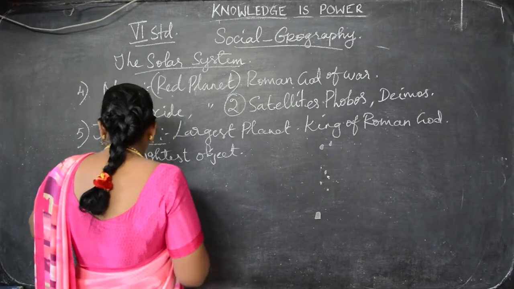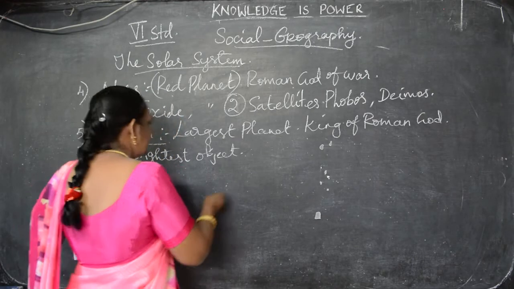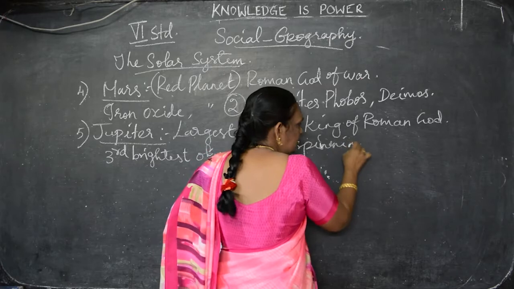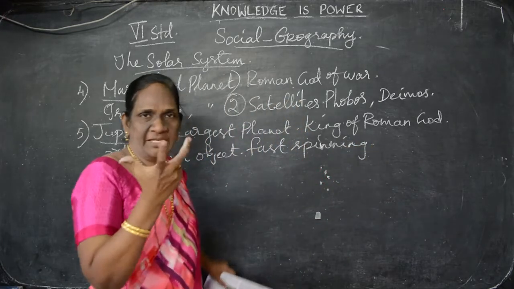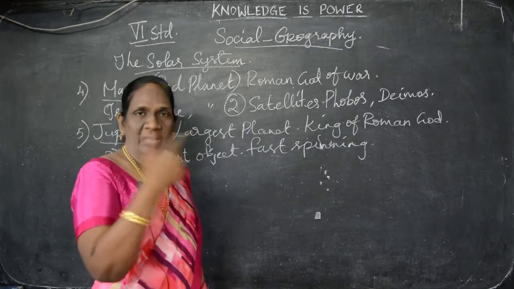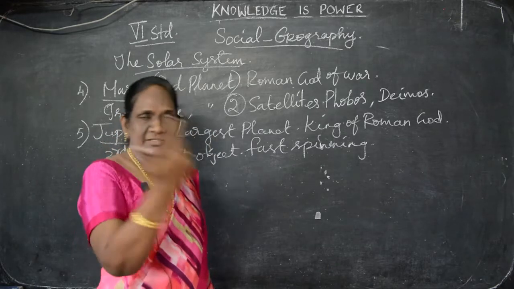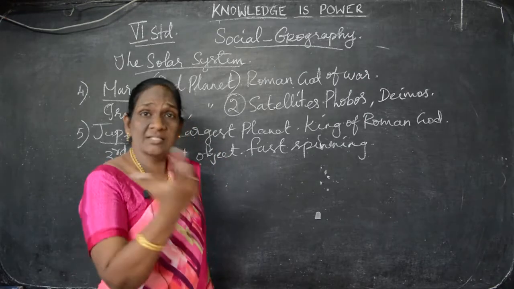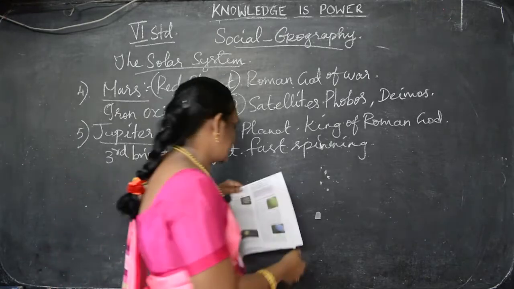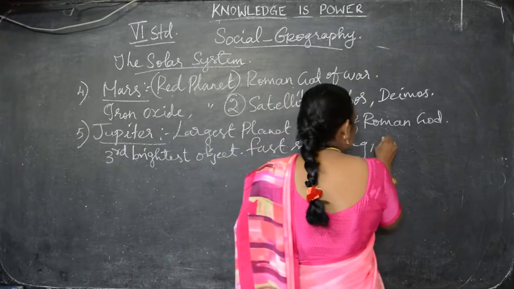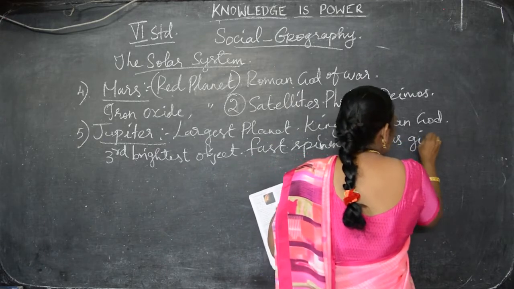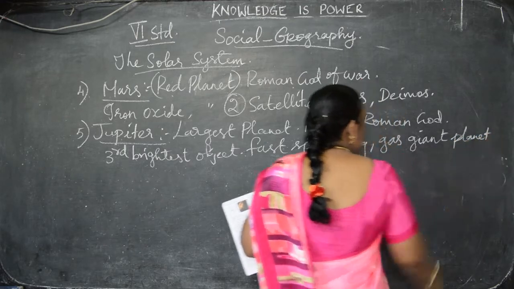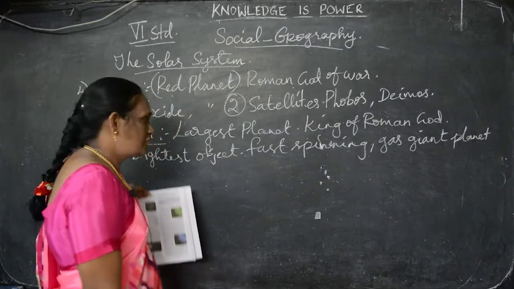Have you understood, children? And it is fast spinning. Spinning means what, children? Spinning means round. It is moving round. It is called spinning. So this Jupiter is the fast spinning planet in the solar system, and it is the gas giant planet. Most of the giant gases are in this planet only, so it is called the gas giant planet.